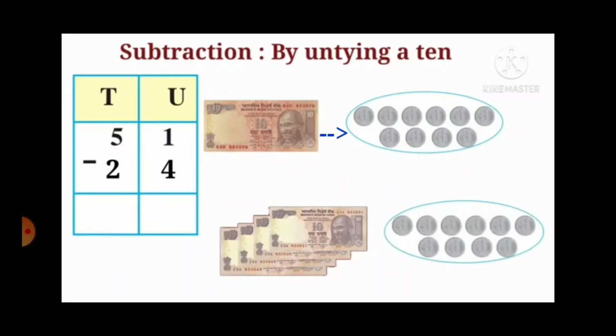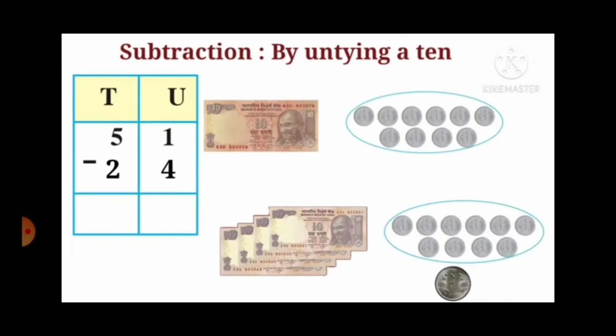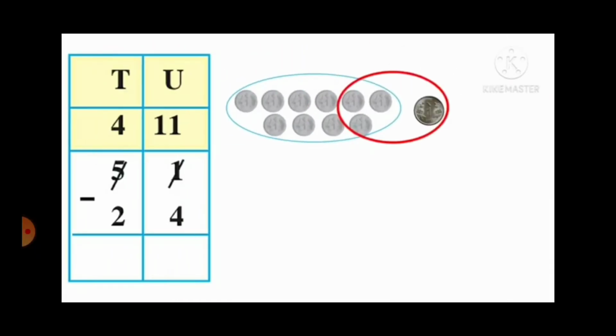of 1 rupee. So out of 5 tens, 1 ten is converted into 10 coins of 1 rupee, and now we are left with 4 tens. Now these 10 coins or 10 rupees and the 1 coin that we had became 11 rupees. So we write 11 on the top, and out of 5 tens we untied 1 ten, so 4 tens are left. So we cancel that 5 and write 4 on the top.